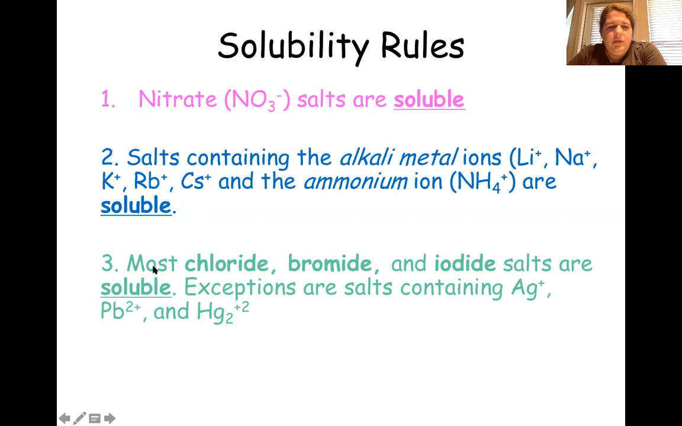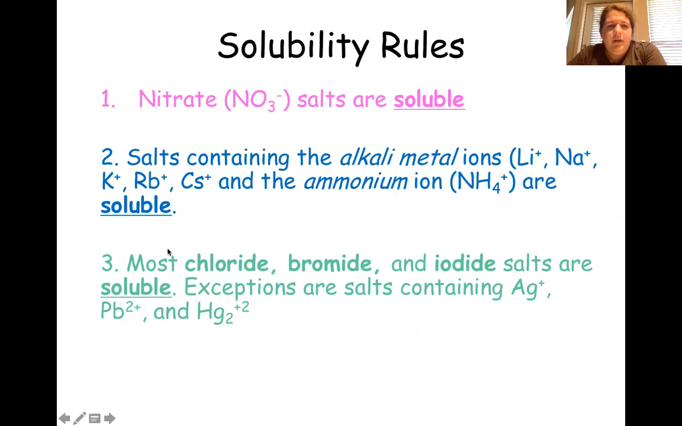Number 3: most chloride, bromide, and iodide salts are also soluble, but some of them are not. Exceptions include salts containing silver, lead 2, and mercury 2. So if it is silver chloride, it's not going to be soluble. If it is gold chloride, that's fine. If it is copper chloride, that's fine. If it's lead 2 chloride, that's not fine. So you have to be careful with these rules to look for exceptions.